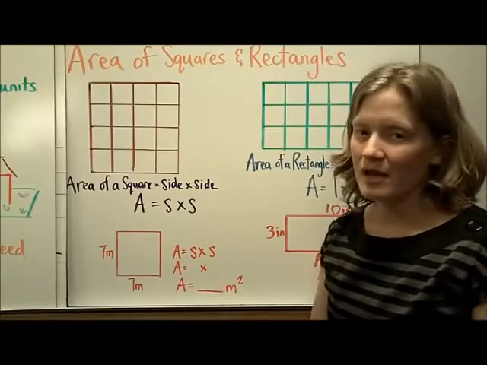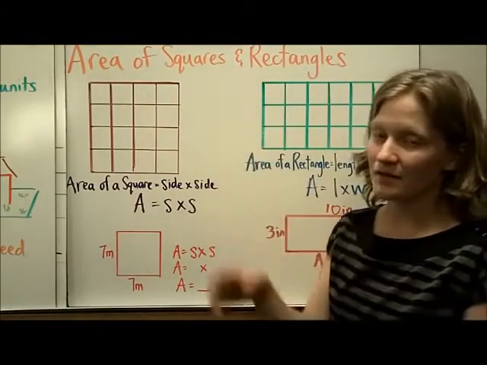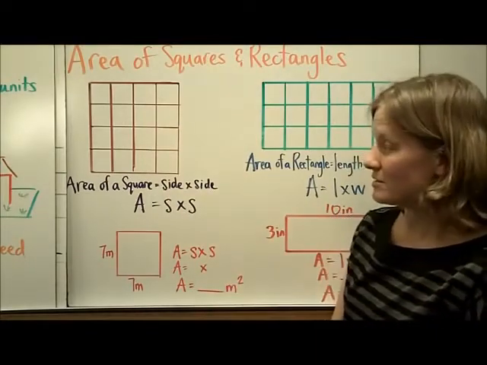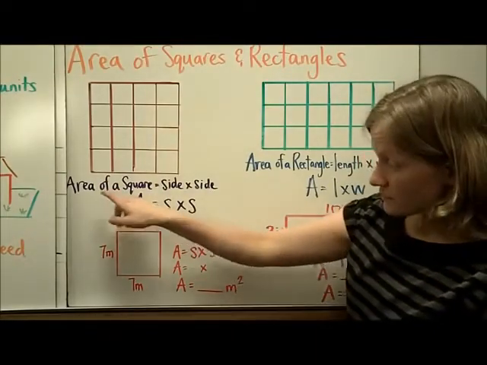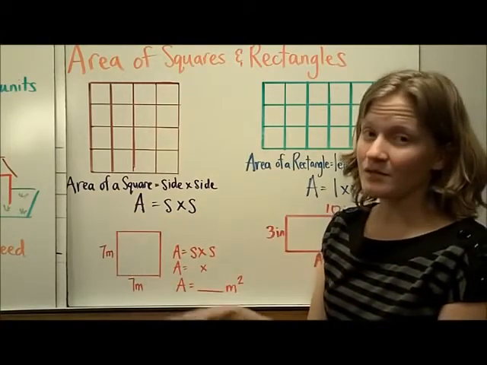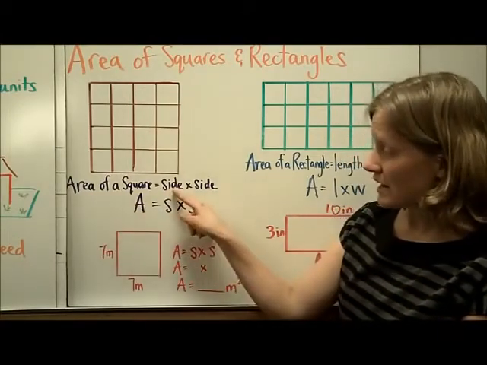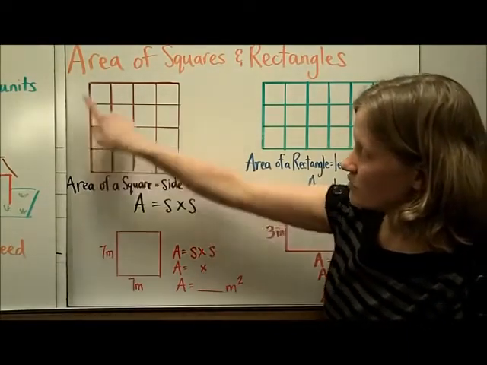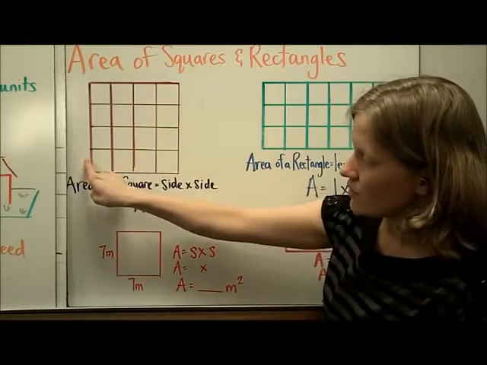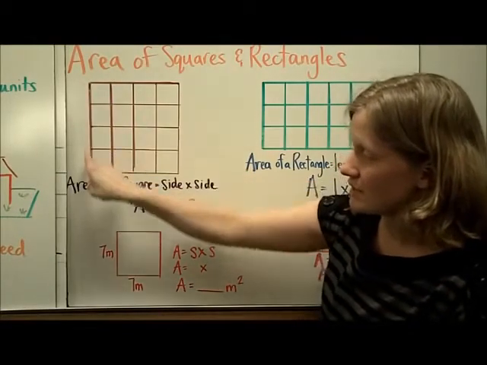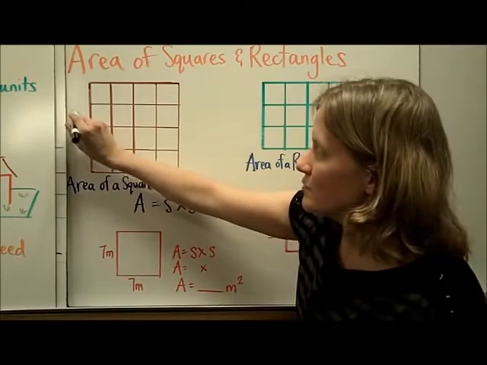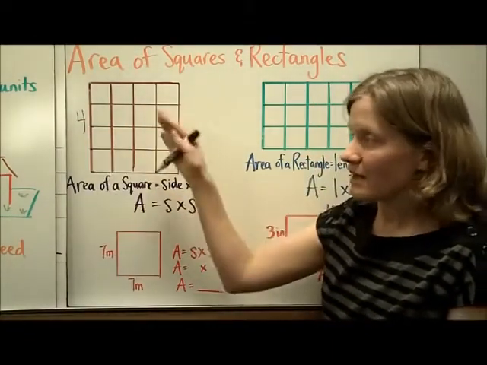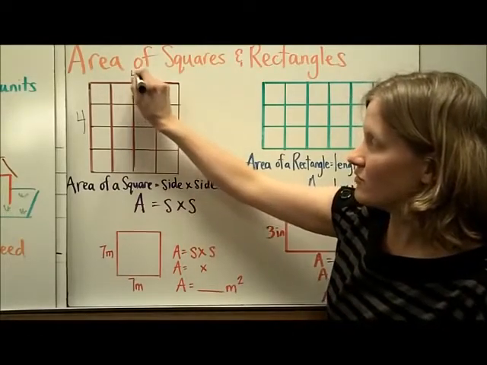You'll need to know how to find the area of squares and rectangles even if you're not given the grid lines in the middle to count the boxes or the square units. So the formula that we can use to find the area of a square is side times side. And let's see why that makes sense. This square has a side of 1, 2, 3, 4. So the length of the side is 4. And we learned in the previous video that squares have all sides equal. So this side would also be 4.